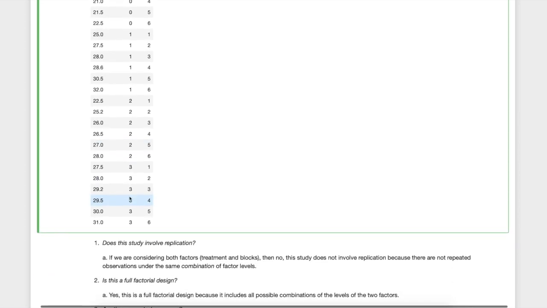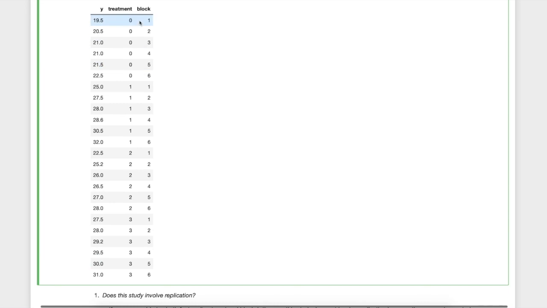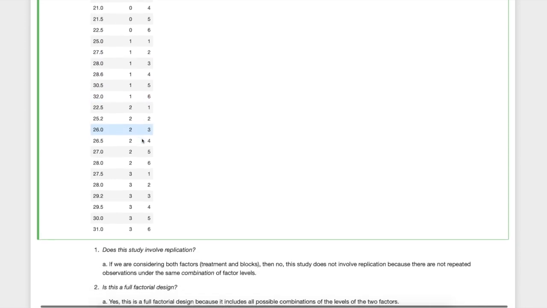So is this a full factorial design? Well, yeah, it is a full factorial design because it includes all possible combinations of the levels of the 2 factors. You can see that just by going through and seeing that you match up. You have 0, 1 through 0, 6, and then you shift to 1, so 1, 1 through 1, 6, etc. So you do have a full factorial design.